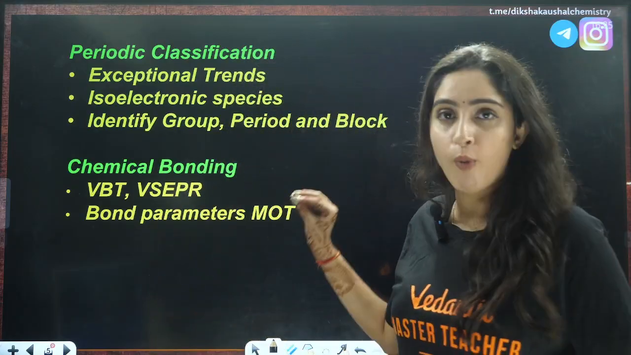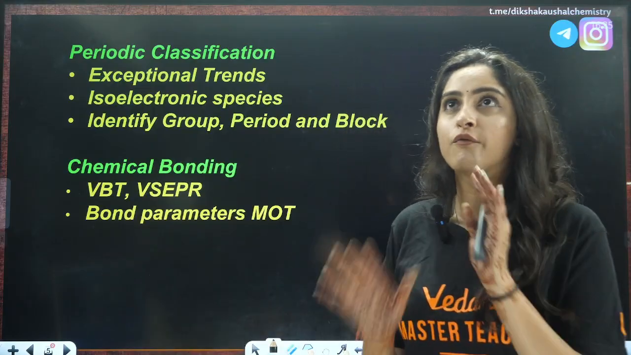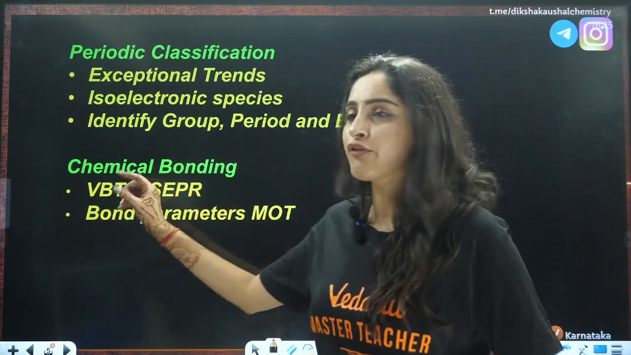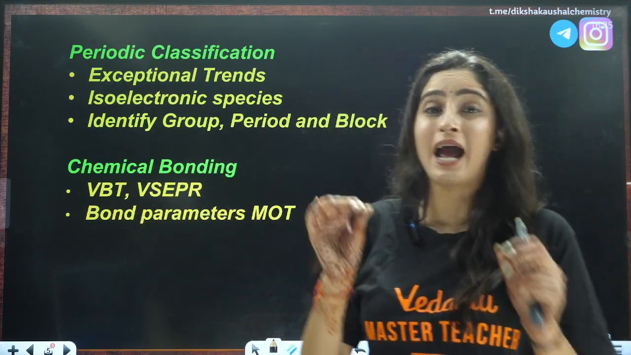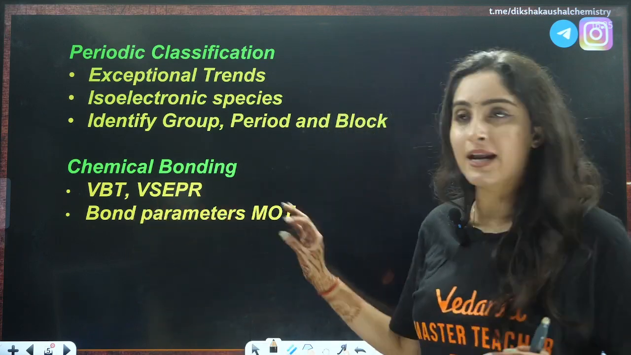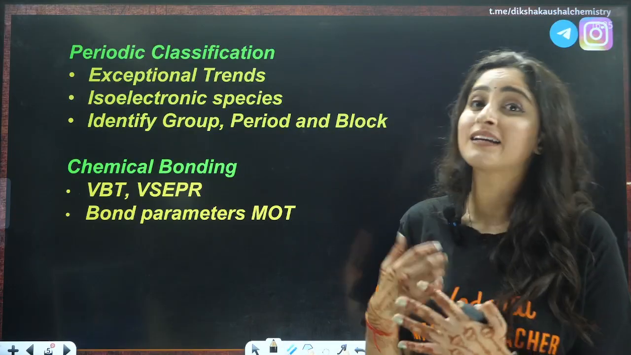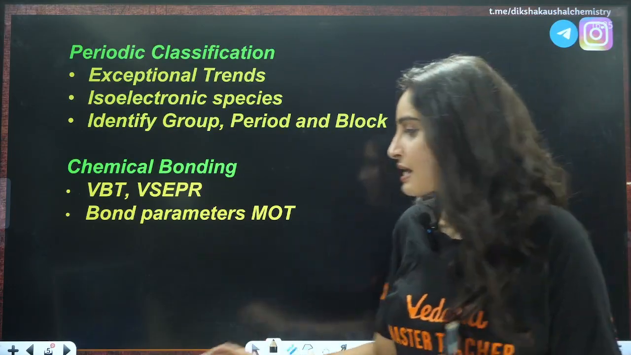Next is chemical bonding. This is from inorganic chemistry, right? The second chapter. Now this is very important chapter, right? From here, direct question based on the shapes and geometries related to VBT and VSEPR theory, then bond parameter related to molecular orbital theory, right? The paramagnetic, diamagnetic moment, all of these things, right?